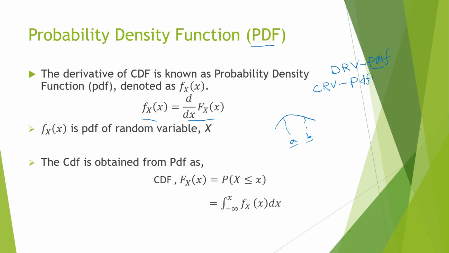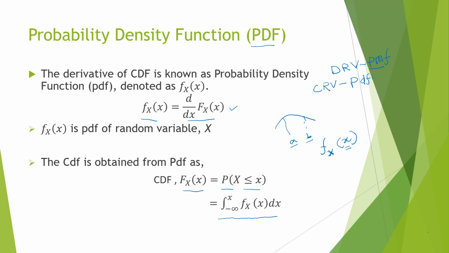So the PDF is obtained by differentiating the CDF. It is indicated with small f_X(x). This small x indicates the value and the capital X indicates the random variable. So therefore, the CDF is obtained again from the PDF. How is it obtained? CDF is given as the probability of X less than or equal to x. It means from minus infinity to x, what is the probability? Therefore, this value is obtained by integrating the PDF between minus infinity and x.